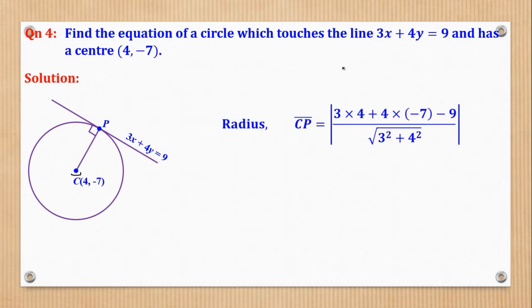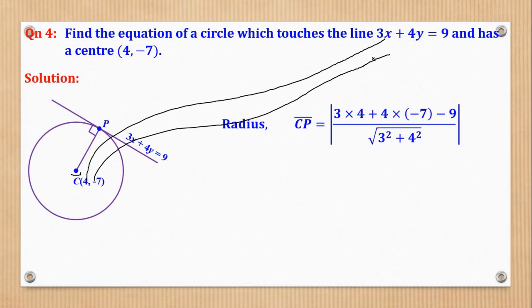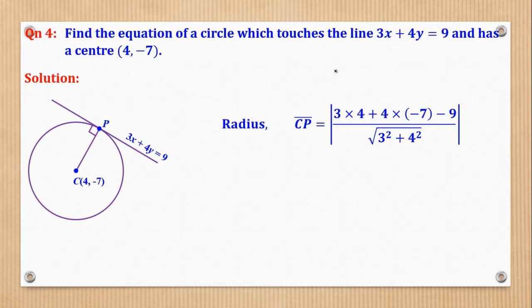So how to get it? The x coordinate is 4 and the y coordinate is negative 7. So when I substitute for x, I'll come up with this, and when I substitute for y, I'll come up with this. Then bring this one to this side, that's why there is negative 9. Then for the denominator, look at the coefficient of x, square it, coefficient of y, square it, everything under square root. And don't forget to put the magnitude sign. Therefore, the radius is 5 units for that circle.